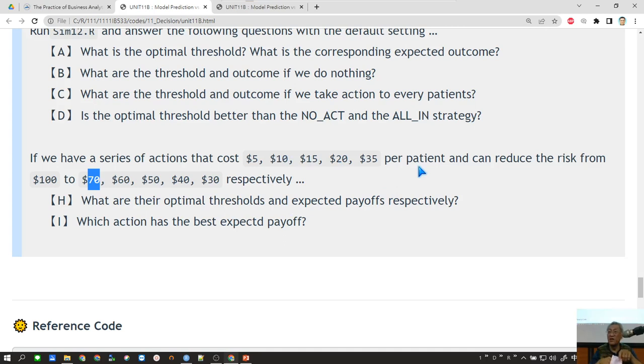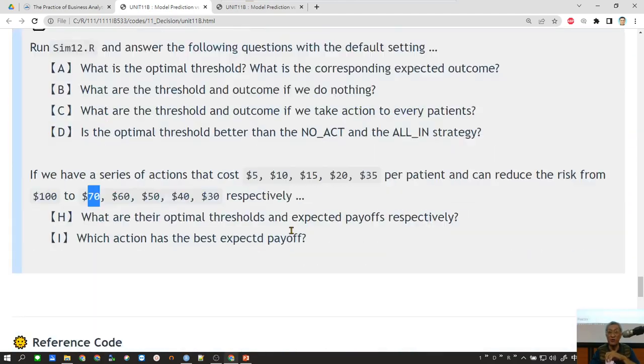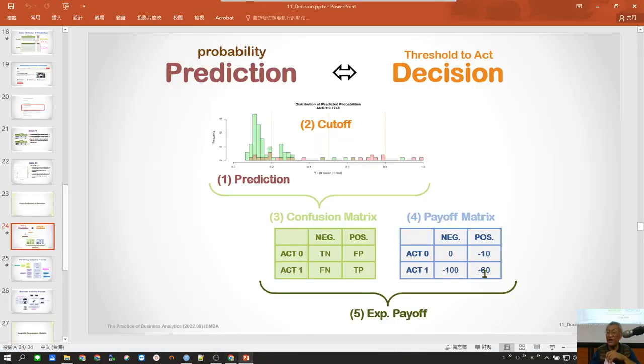Professor, we did it 75 because we added the original cost of 5 to 70? Yes. Why? Because we are talking about this case, which means that you reduce the cost from 100 to 70. But because you take action, you need to add that cost of action into the cost of risk, isn't it? Right? So this cell is a little bit tricky. Okay.